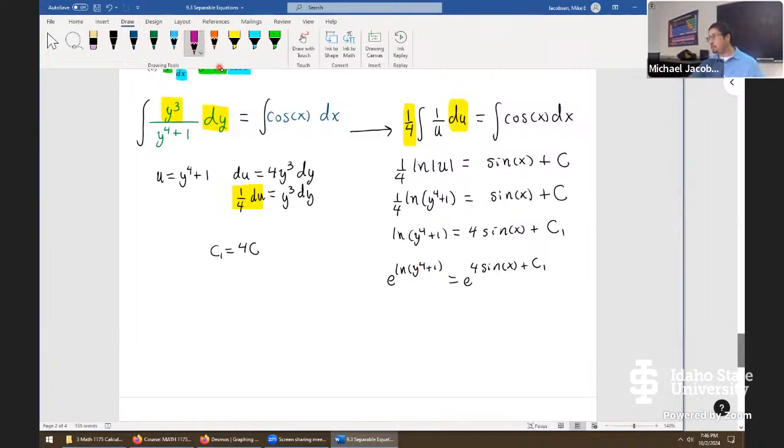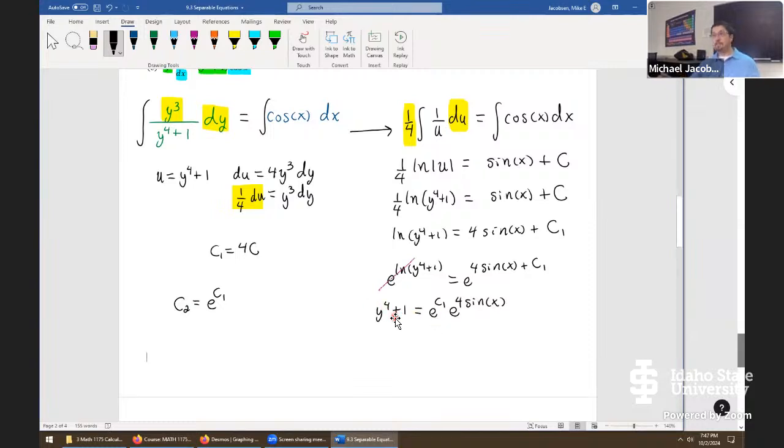Next, we have a cancellation going that way. That's a pair of inverse functions, so they just wipe each other out. We have y to the power 4 plus 1 equals, we don't have a cancellation here, but we can help out our constant. We can say that this is e to the power of c1 times e to the power of 4 sine x. Then on our next step, we can just say that this is a new constant. Let c2 be e to the power of c1.